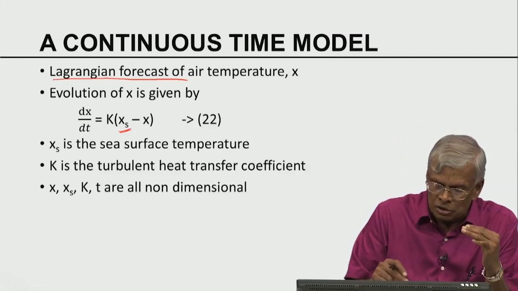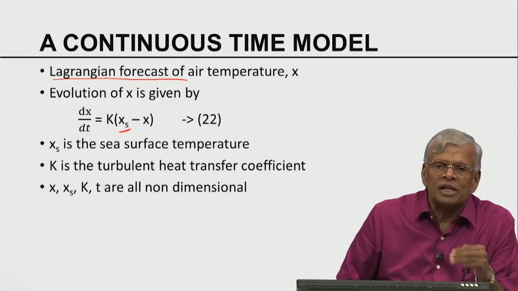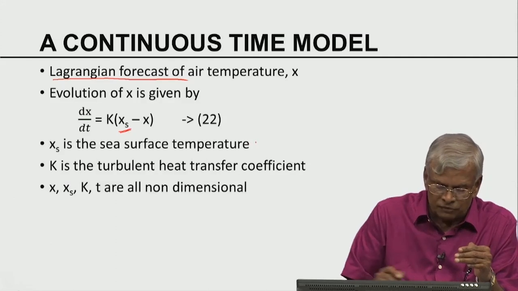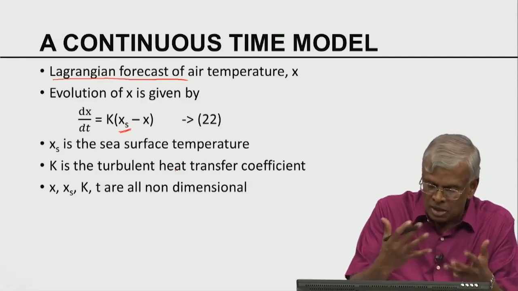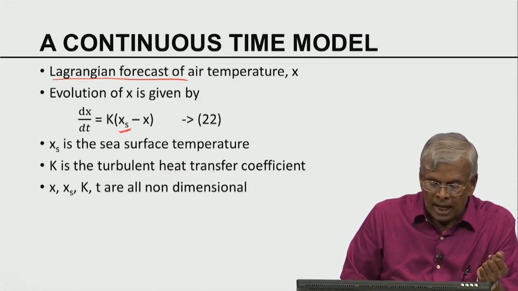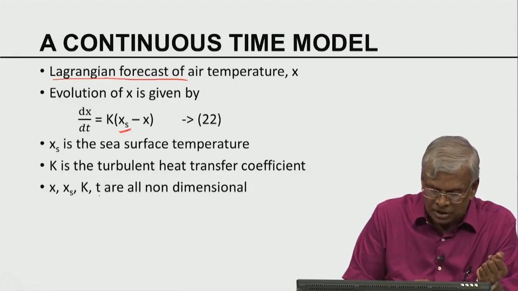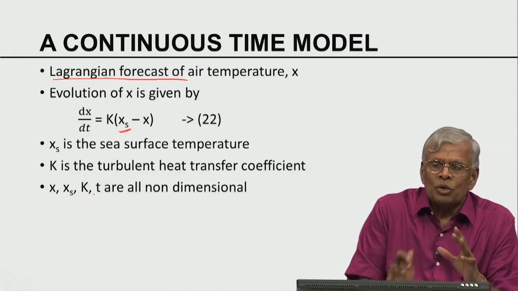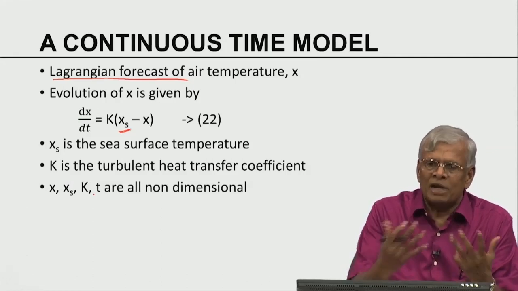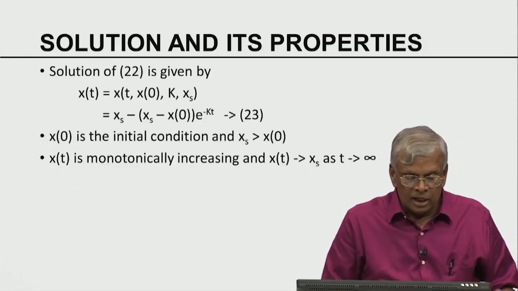So equation 22 gives you the dynamics of evolution of the temperature X of the air column. X_s is the sea surface temperature, K is the turbulent mixing or turbulent heat transfer coefficient, and we are assuming X, K, t are all non-dimensional. In other words, originally I had a dimensional version, assume that I have non-dimensionalized it. We have already done that. So this is the non-dimensional version of the model equation.